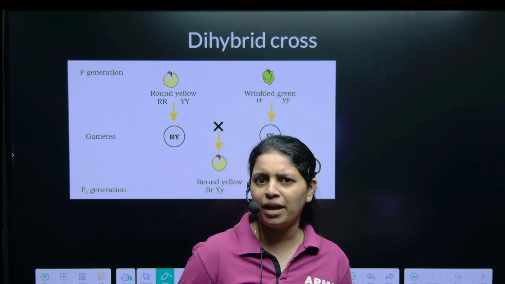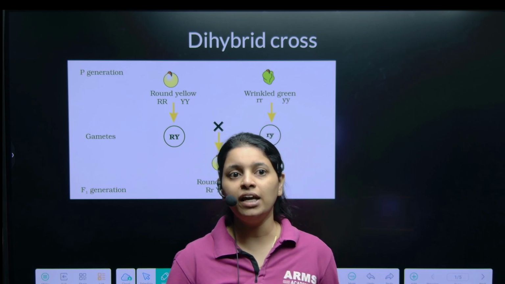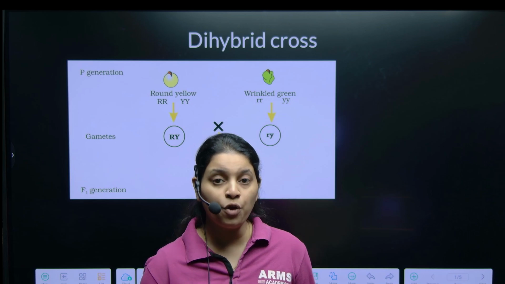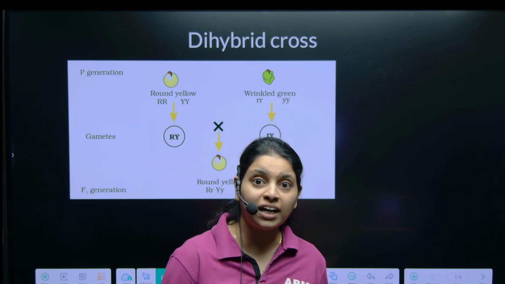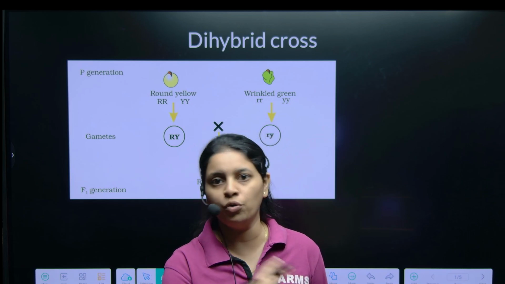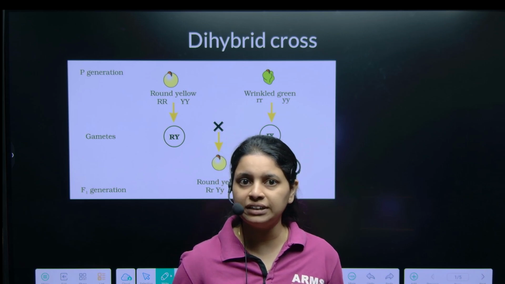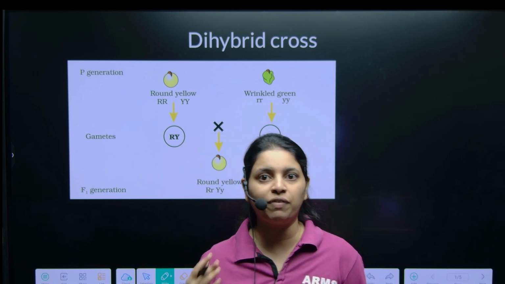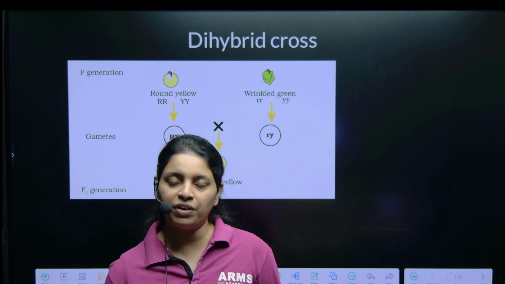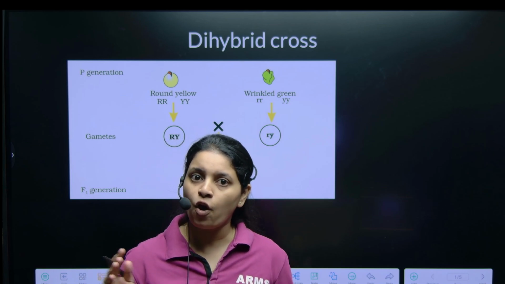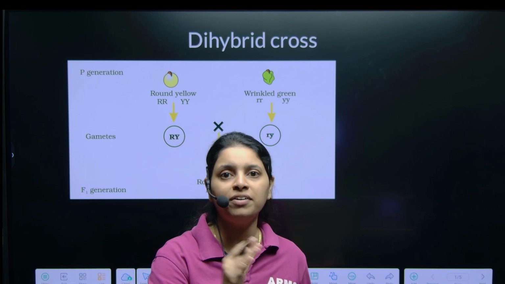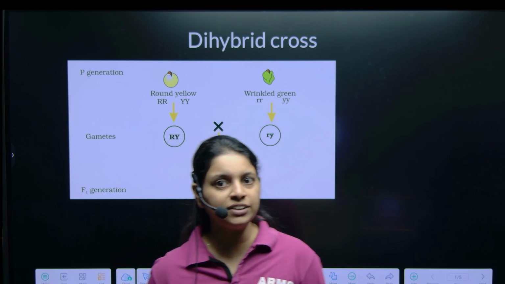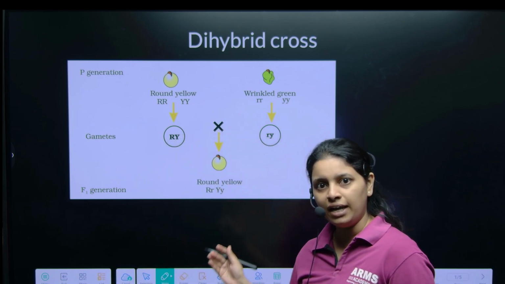Now, what is the dihybrid cross? It's basically a cross between two plants which are pure and contrasting with respect to two pairs of traits. Or we can say we simply consider two different characteristics while making this cross. We can either say two characters or two pairs of contrasting traits. Let's understand the dihybrid cross with an example.